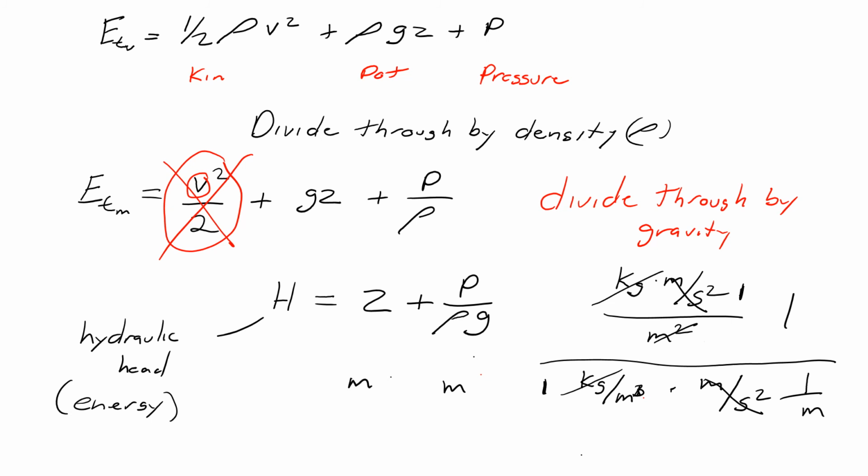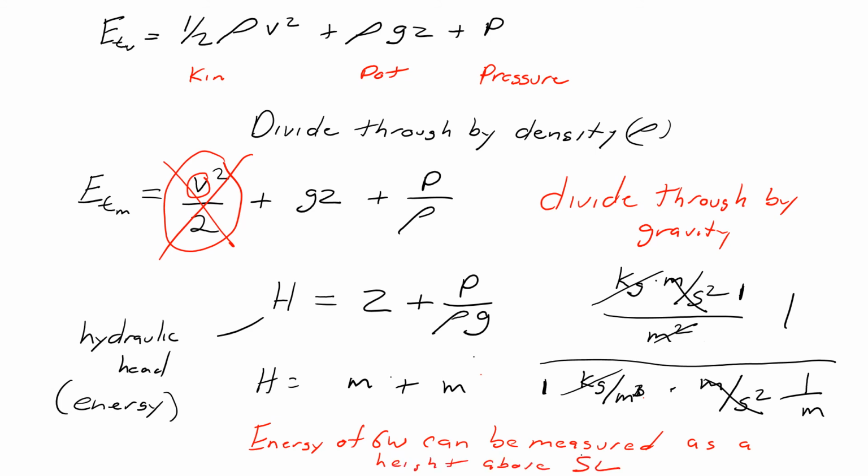What did we say Z was? Meters. So this hydraulic head is simply how high up above sea level the water is. What's really cool about that, and it might not be apparent, I'm just going to leave this, we'll do this again in a couple of weeks, is that the energy of groundwater can be measured as a height above sea level.